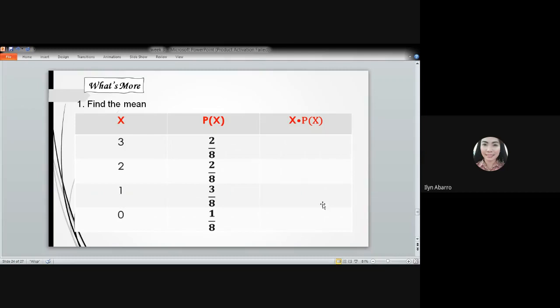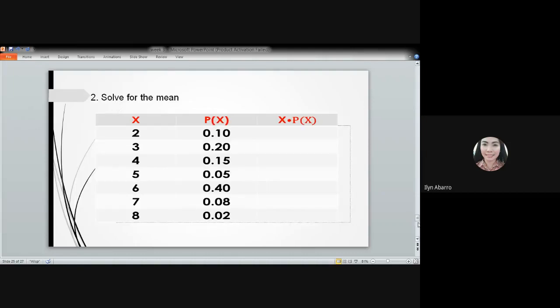So, what's more? Okay, for number 1, you're going to find the mean. So, these are the given values of the random variable x: 3, 2, 1, and 0. And then, the given probabilities of the random variable x are 2/8, 2/8, 3/8, and 1/8. So, let us check. Kapag inadd ba natin to, 1 siya. So, 2 plus 2, 4 plus 3, 7 plus 1, 8 over 8. So, 8 over 8 is 1. And then, multiply nyo lang siya.